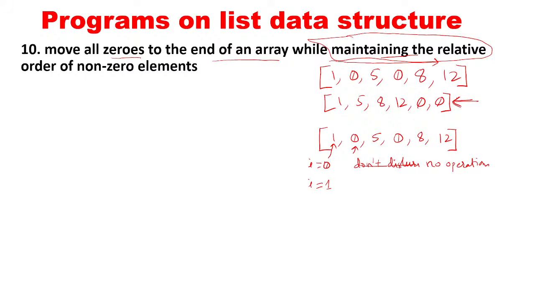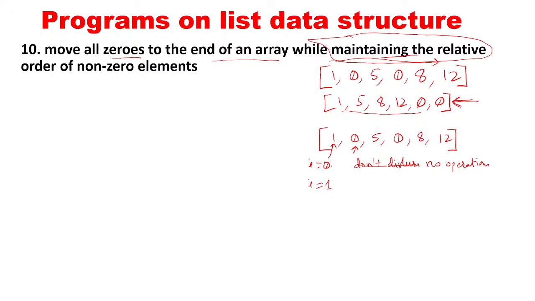But he is asked to maintain the order. So that means you cannot swap with the last number. What you need to do now, at this 0 position, if there is any non-zero number after this, that non-zero number should occupy this and 0 should go to that place.